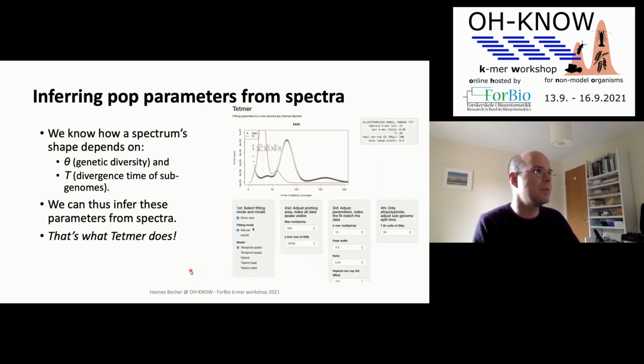Does it show here? So here you can see what models are available. There's tetraploid, allo and auto, there's diploid, and in diploid you can estimate theta. But you have to remember theta is per K-mer. So if you want to have nucleotide heterozygosity, you need to divide by the length of your K-mers.